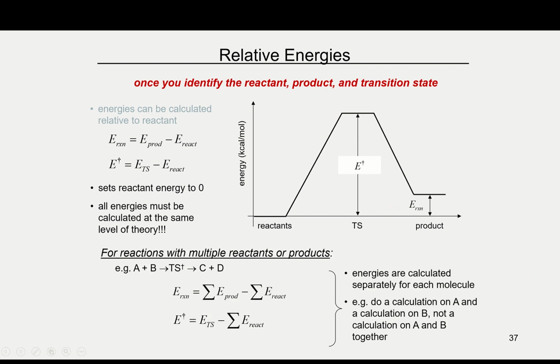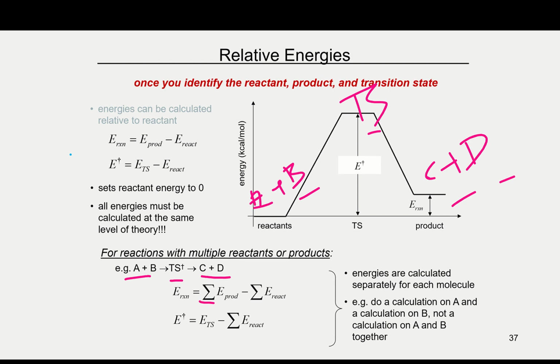Now, for reactions with multiple reactants or products. Like this was for one reactant and then one product. But for reactions with multiple reactants or products, what are you going to do? For that, A plus B gives you a transition state and then converts into C and D. There is A plus B in here. This is the transition state and this is C plus D. It means there are 1, 2, 3, 4, 5 species involved. What are you going to do with multiple reactants and products? You should do the summation.